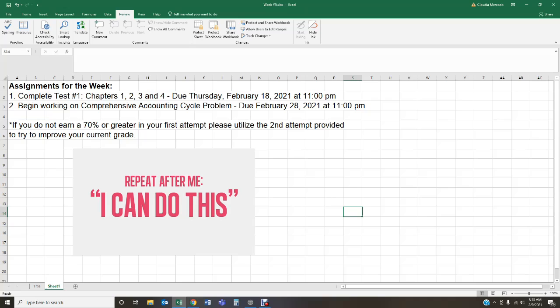Okay, so it's very, very important that you stay organized, that you meet your deadlines. If you do not perform to that 70% mark, that you study, go back, review, study with the areas that you missed, and retake the assignment. That way you can have another opportunity to improve your grade.